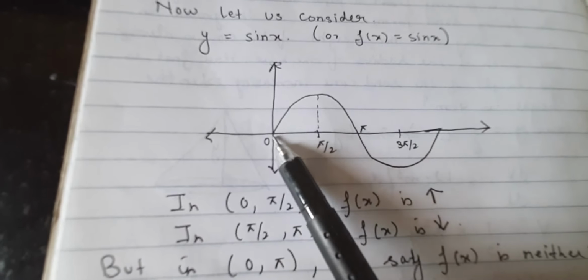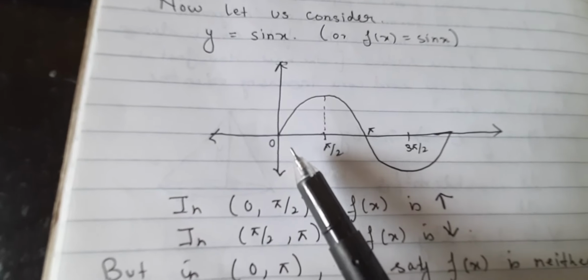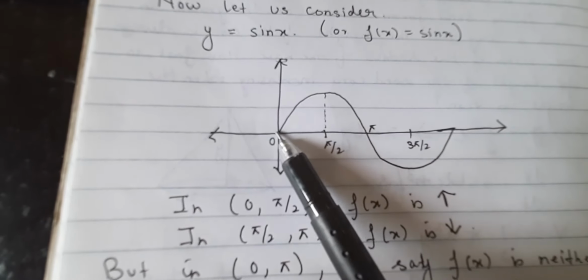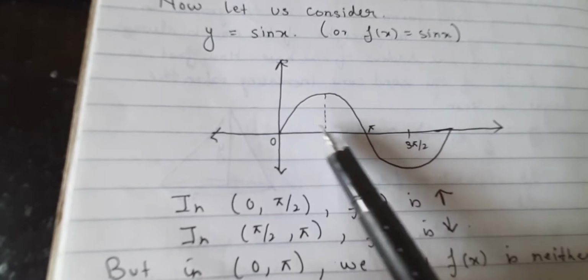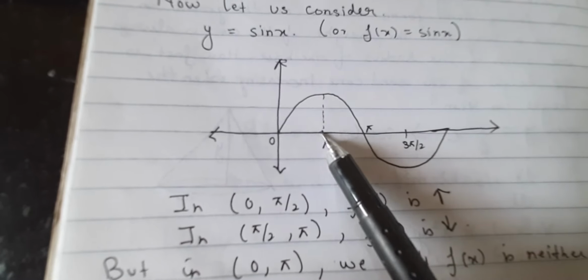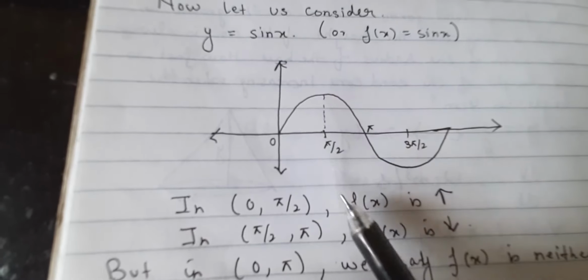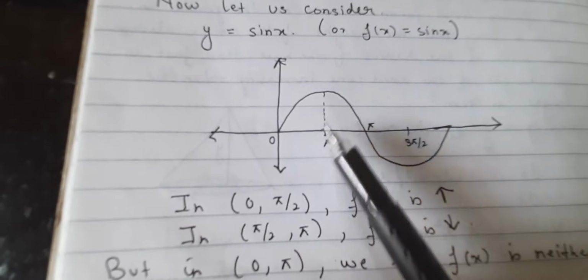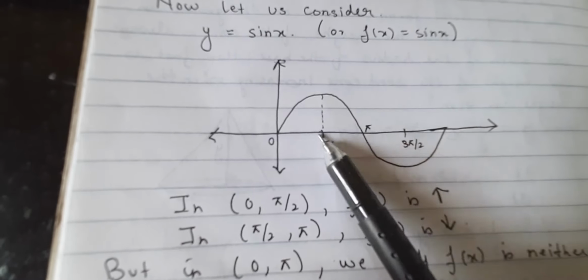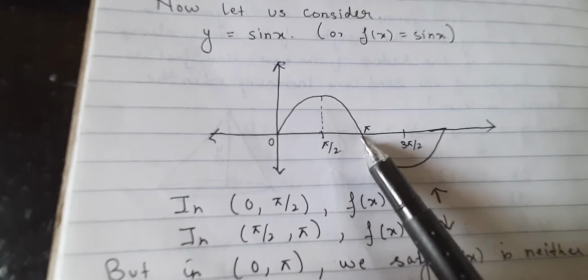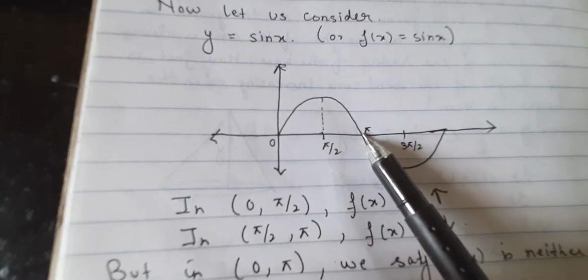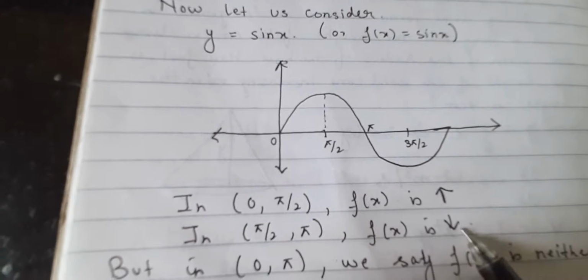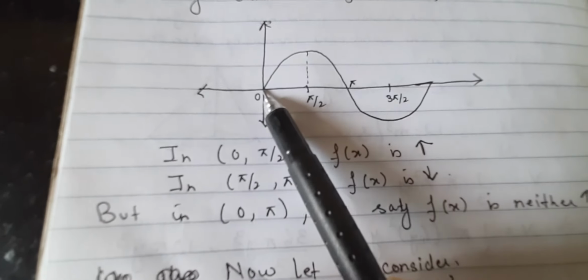It's a periodic function. So is it an increasing or a decreasing function? We don't know. By observing the graph, I can say that between 0 and pi/2, as x is increasing, f(x) is also increasing. So I can use this sign, the upward arrow. In 0 to pi/2, the function is increasing. In pi/2 to pi, the x value keeps on increasing, but the graph is coming down. So in pi/2 to pi, f(x) is decreasing. But if I consider 0 to pi, it is increasing also, it is decreasing also.